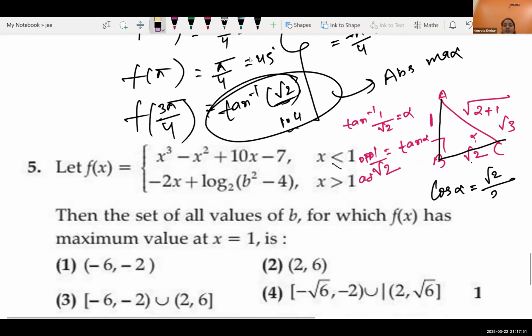Nobody said that it was tan alpha is root 2, not 1 by root 2, right? Yes, ma'am. Okay, so tan alpha is root 2.